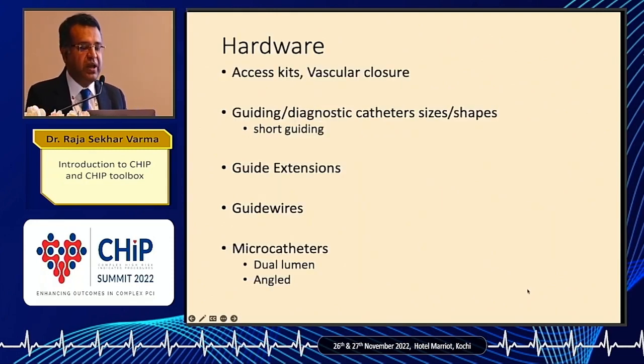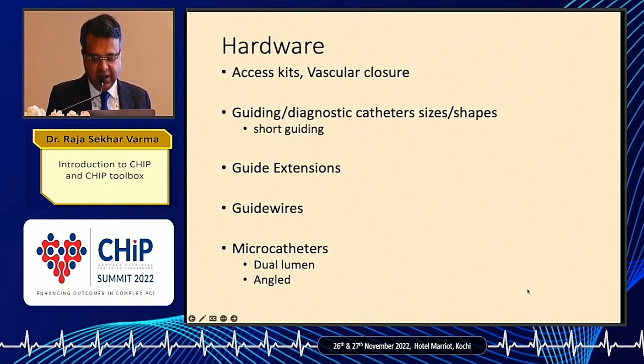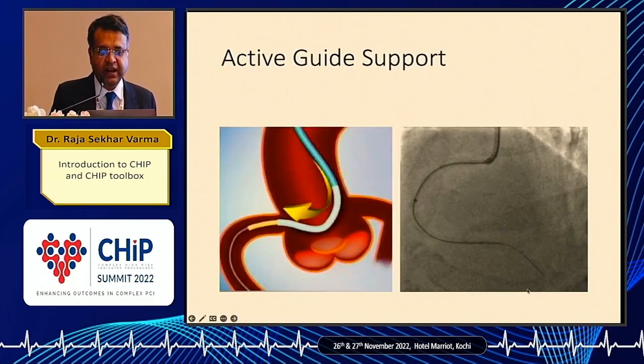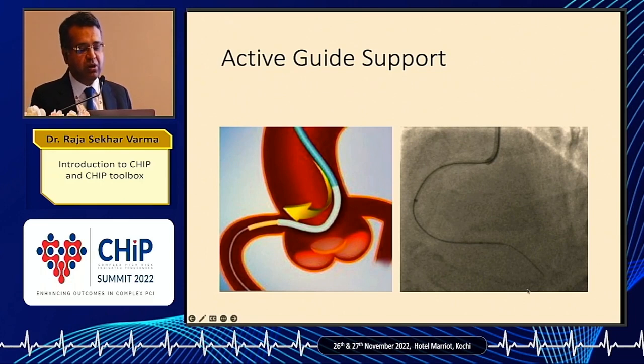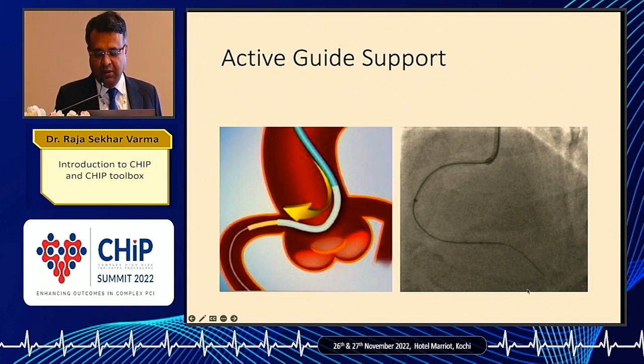Looking at the hardware, again, this hardware should be available in any cath lab that is deciding to go for CHIP. So looking at the guidings, you need an active guiding support when you deal with complex patients. So this is an example where you have an active guiding support which takes support either from the coronary cusp or from the other wall of the aorta so that you can perform interventions.